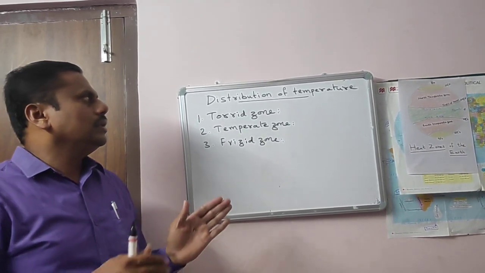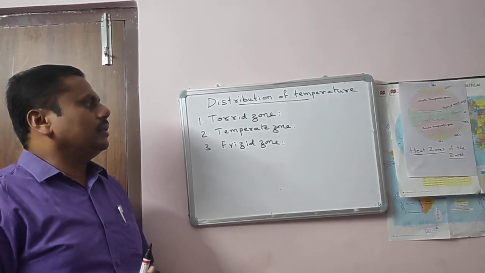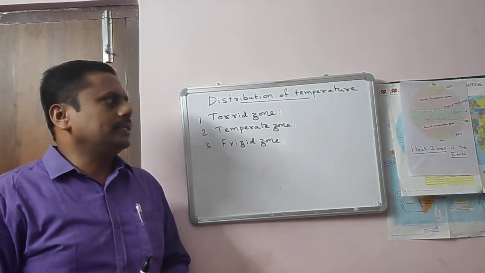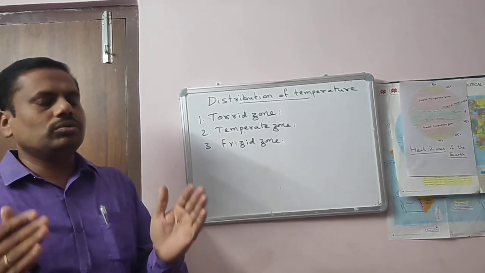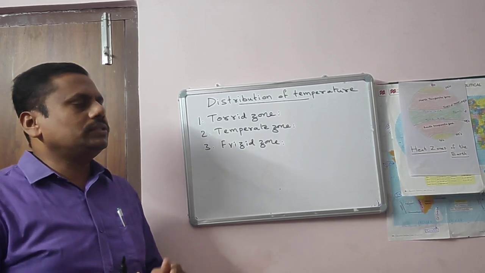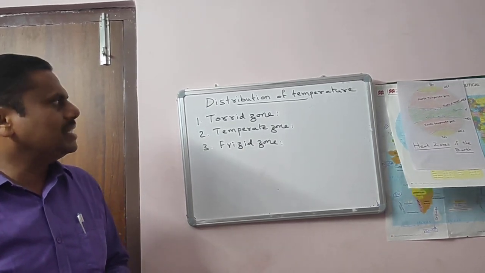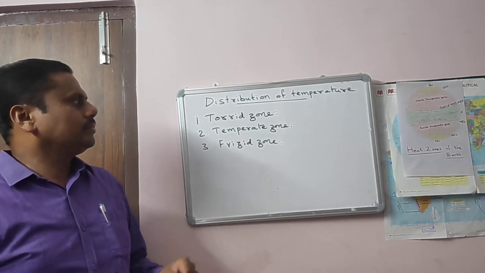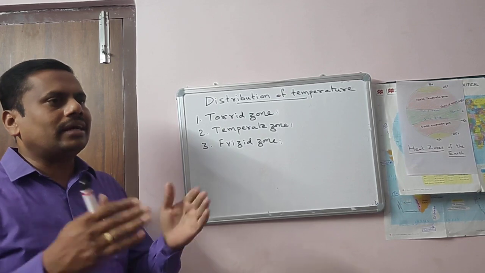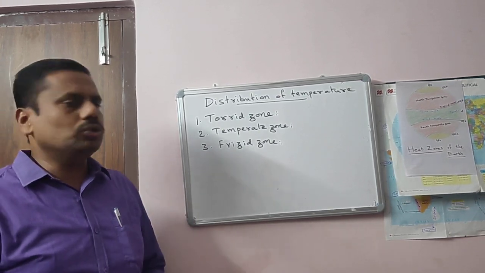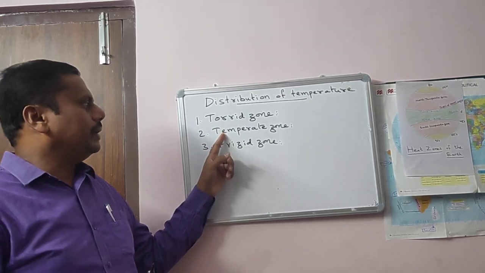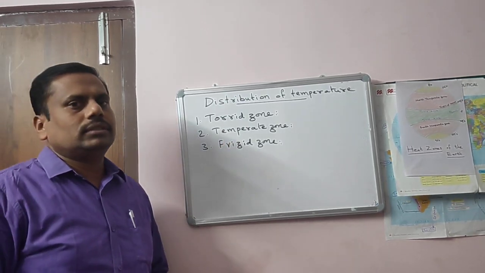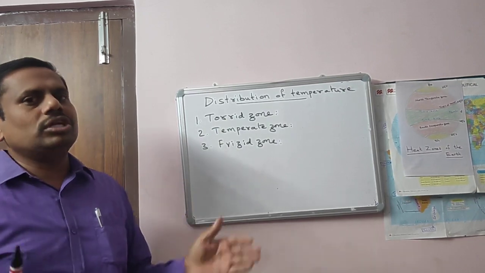Now we will see horizontal distribution of temperature. How do we find difference in the temperature? Why some places receive more insolation, why some places receive less insolation. So based on the distribution of temperature, we have three zones here. The entire earth is divided into three important zones. One is torrid zone, temperate zone, frigid zone. What is torrid zone? Why torrid zone receive more insolation?